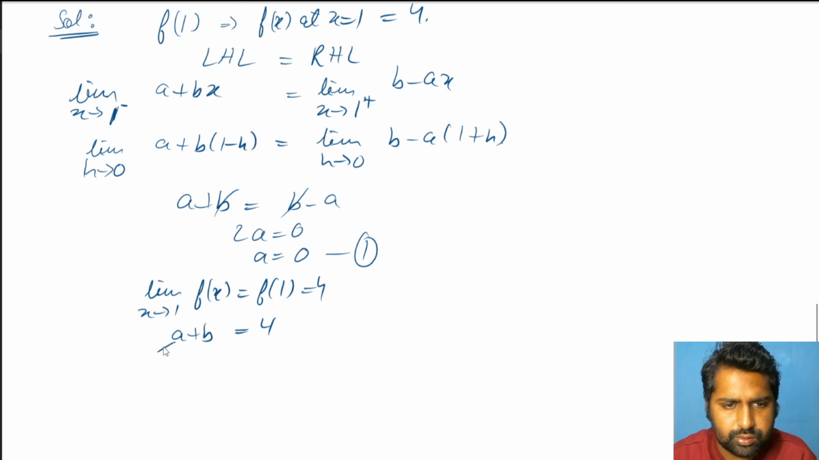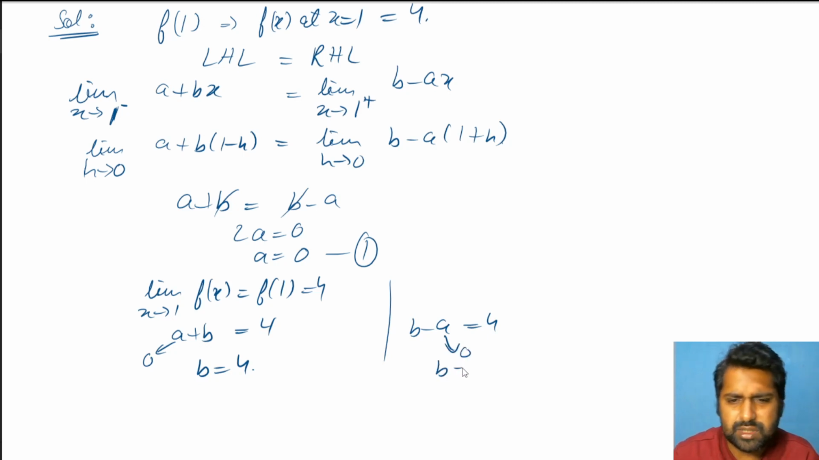Already I know that a is 0, so that gives you b as 4. Even if you took the limit to be b minus a, equal to 4, and put a as 0, you'll still get b equal to 4. So it doesn't matter whether you take LHL or RHL as your limit, because both of them are effectively equal and are the value of this limit as x tends to 1 of this function.